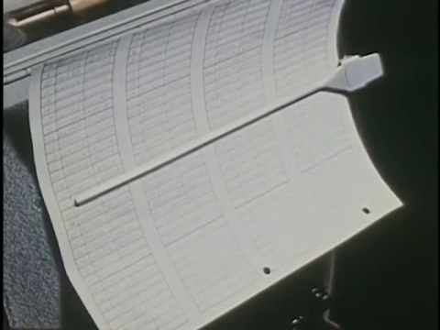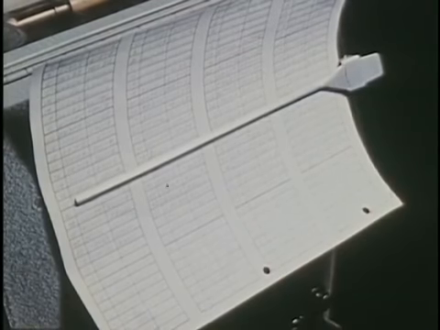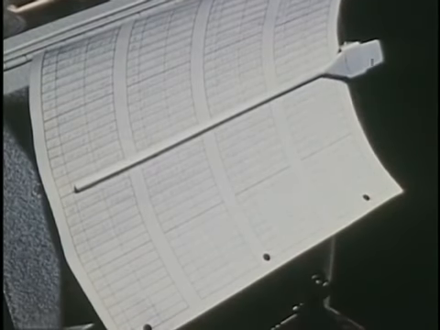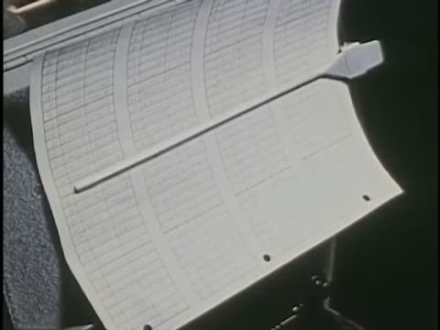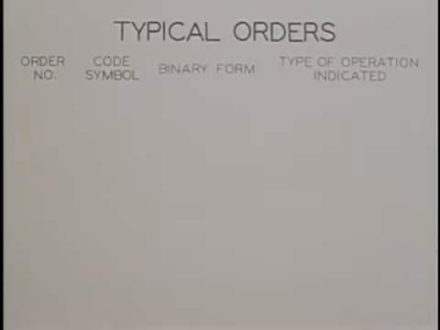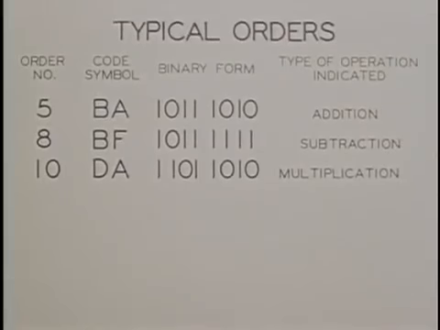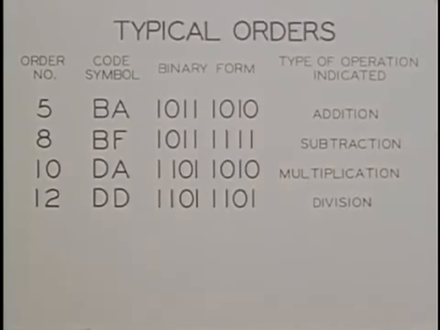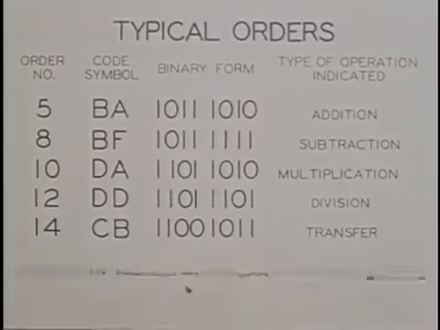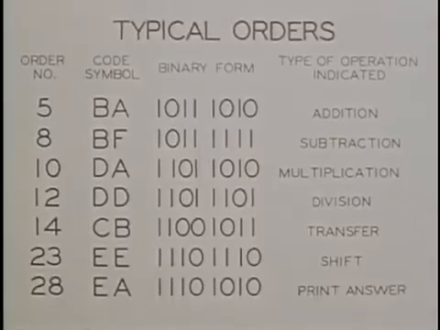A problem in its final coded form is a sequence of instructions. Each instruction is made up of an order and an address. An order is a command to the machine to perform a specific operation. In code, it is a combination of two letters in the range A through F. There are about 30 such combinations in use.